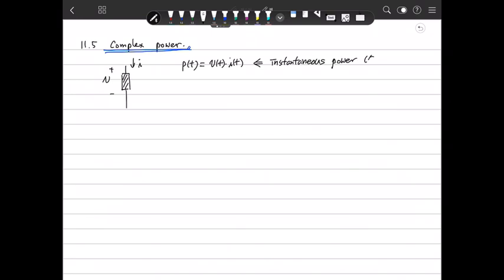In Korean, 순시 전력. Especially when the voltage and current are periodic waveforms, we can define the average power. This is the average power.